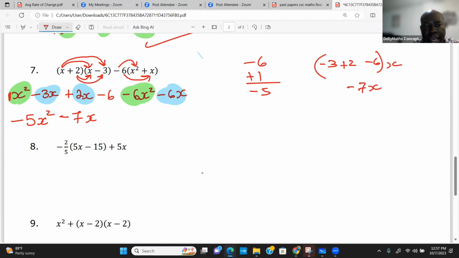For the numbers, I only have one constant here, and it is -6. So the final answer is -5x squared minus 7x minus 6. And let's take a look at the next question.